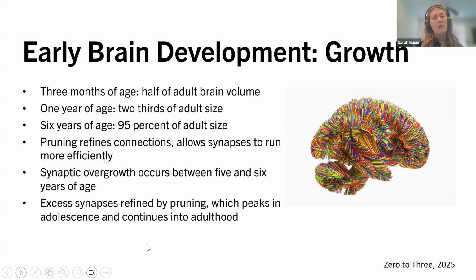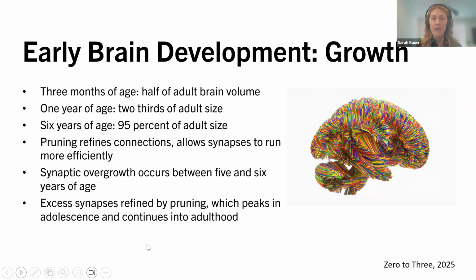So when we're thinking about early brain development, these are some good questions that we've had on our boards. By 3 months of age, your brain is half of the adult volume. At 1 year, it's two-thirds of adult size. By 6 years of age, it's 95%. And this is some theoretical discussion about how autism spectrum condition occurs: we think about neurological pruning, refining those connections, allowing synapses to run more efficiently.